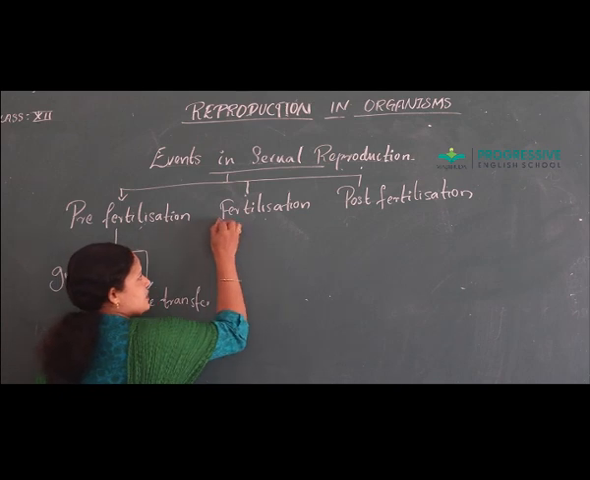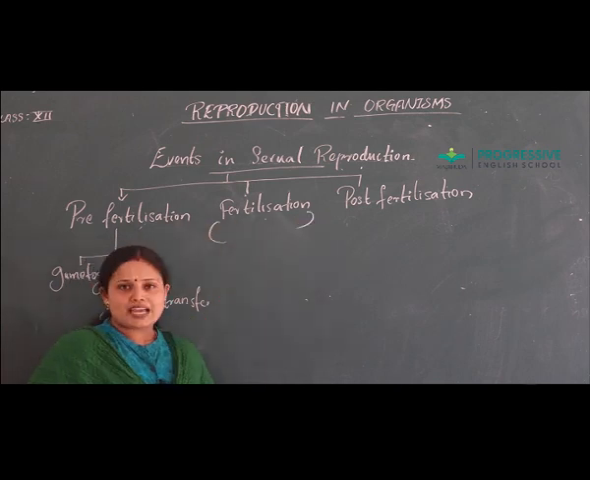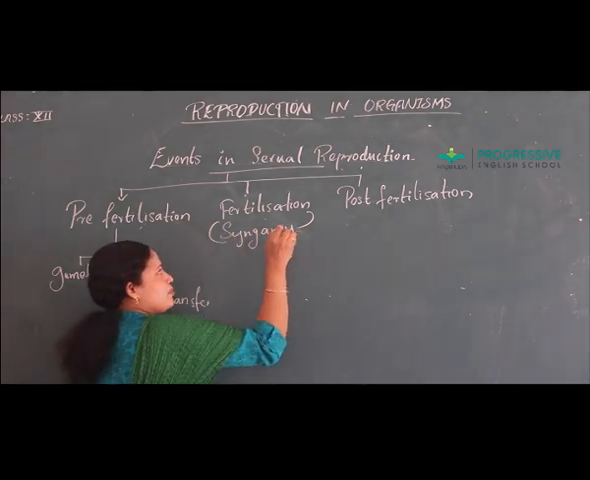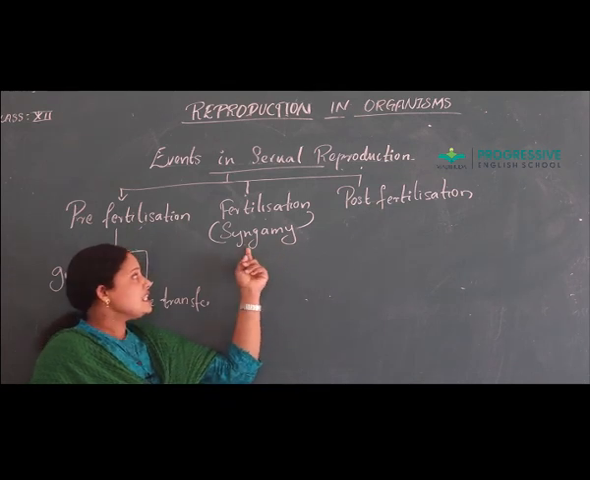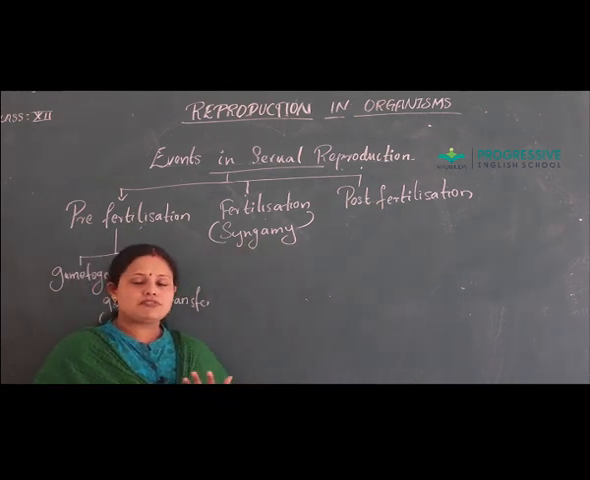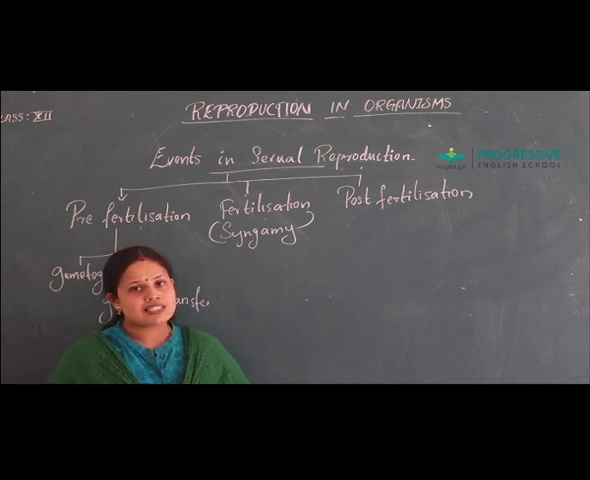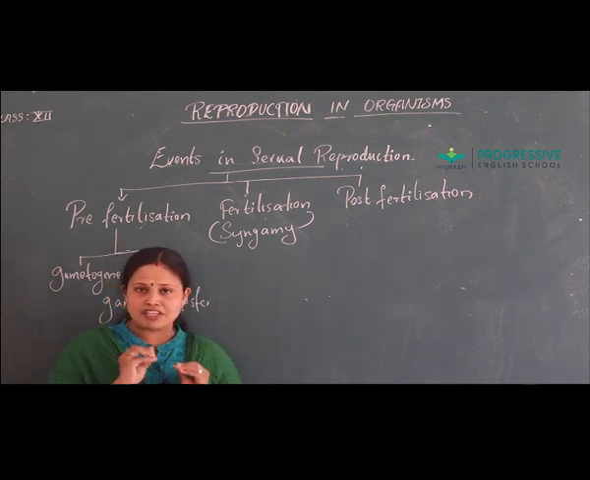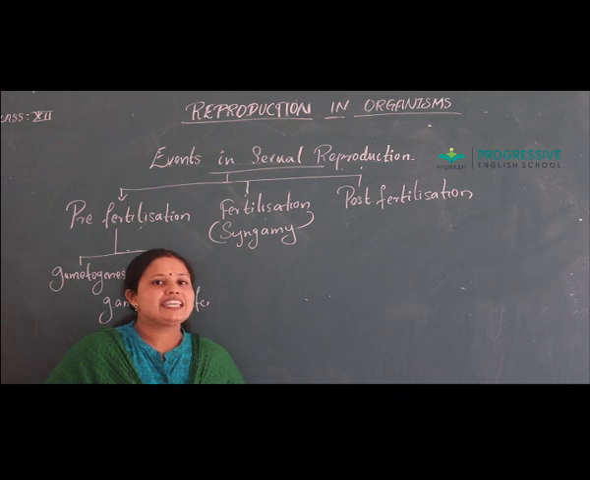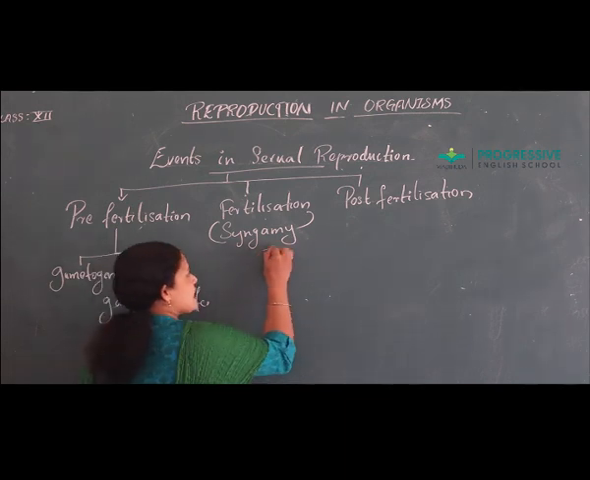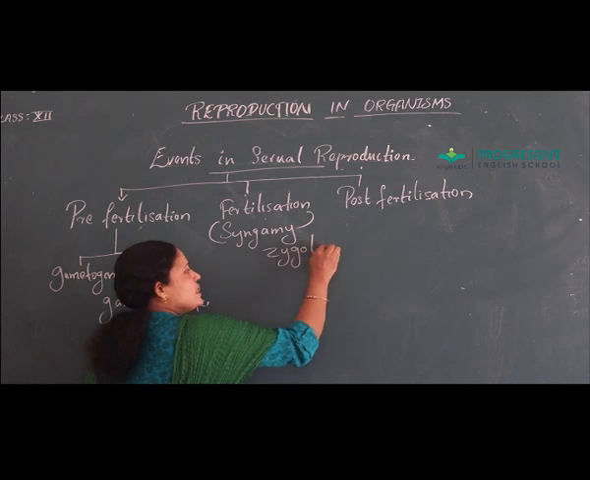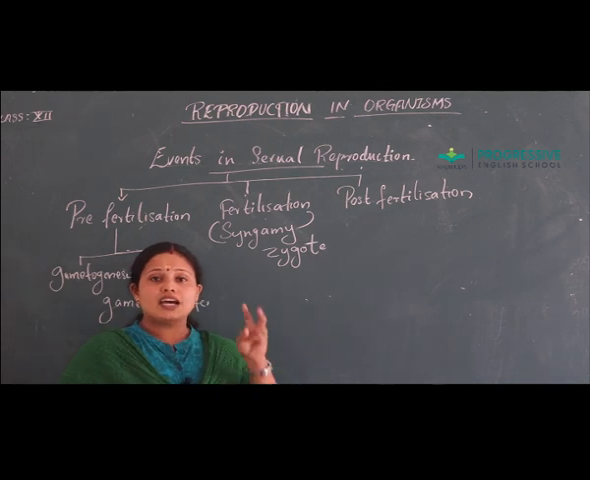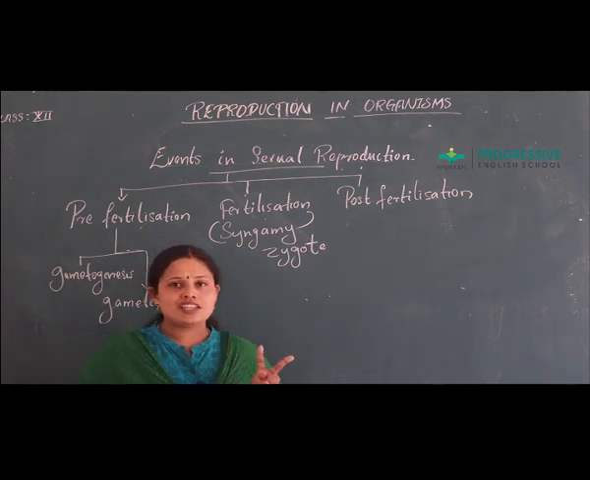So this fertilization, we will discuss now, and it is also known as syngamy. So fertilization definition, you are studying from your smaller classes. What is the definition? It is the fusion of male and female gametes to form the diploid cell, that is the zygote. And there are two types of fertilization. What are they?